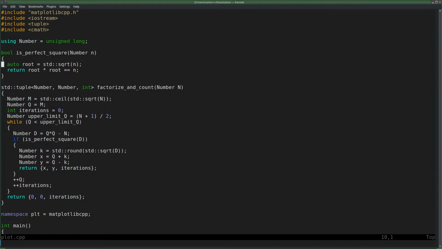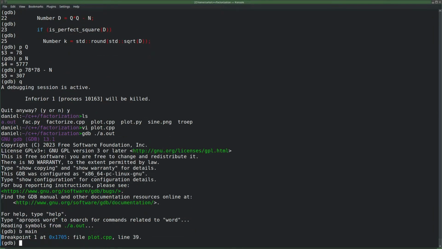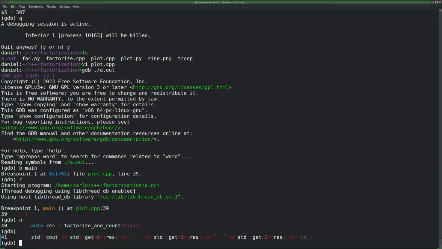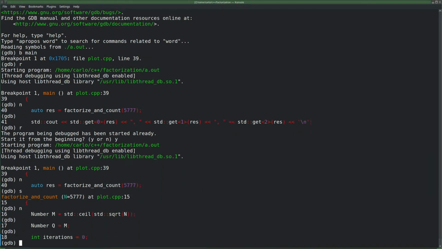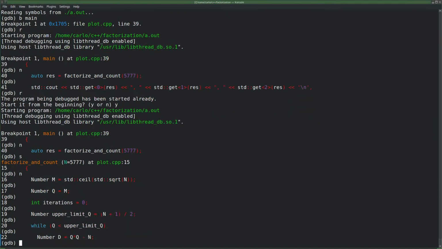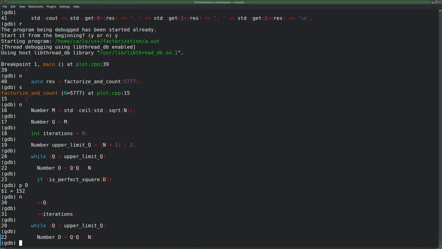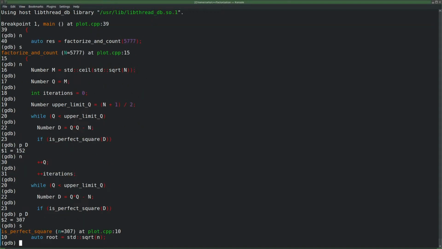What? Okay, do that again. Twilight Zone things. No, went from the beginning. Yes, next step. Q77 gives me a D of 152. That's not a perfect square. Increment it. This gives me a D of 307. That is not a perfect square. Step: calculate the square root of n. N is 307.